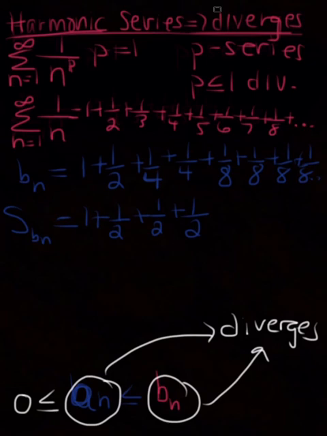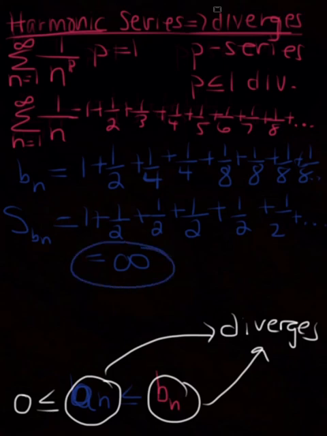So basically, we keep adding 1/2. And since we keep adding 1/2, the same number, the series is going to diverge to infinity. So since we proved that b sub n diverges, that means that a sub n will also diverge. And that is why the harmonic series diverges.